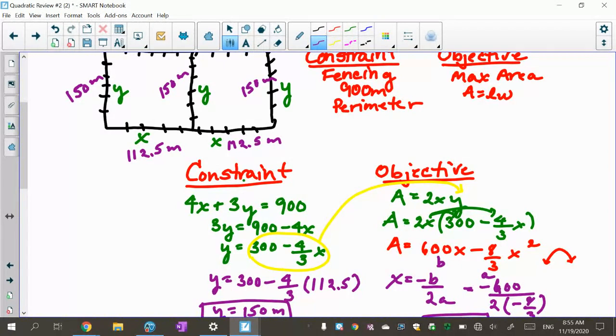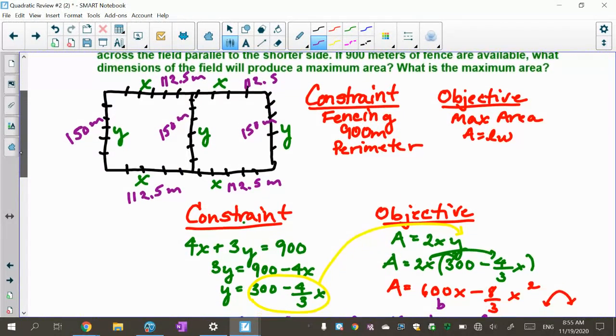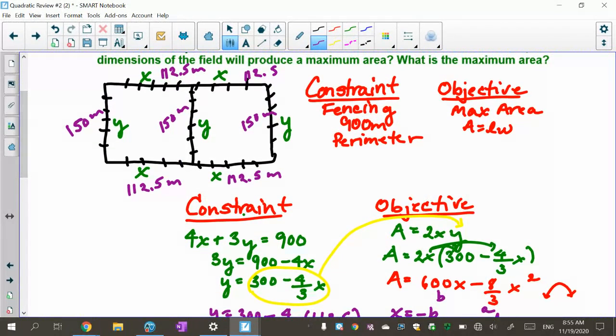But remember, they asked up here, what is the max area? So they asked me for the dimensions. I did. Okay. So my dimensions of my field, so let's do the dimensions. The dimensions of the whole field, I've got this added together, is 250 meters by 150 meters. So I actually added these x's together. So my whole field is 250 meters by 150 meters.